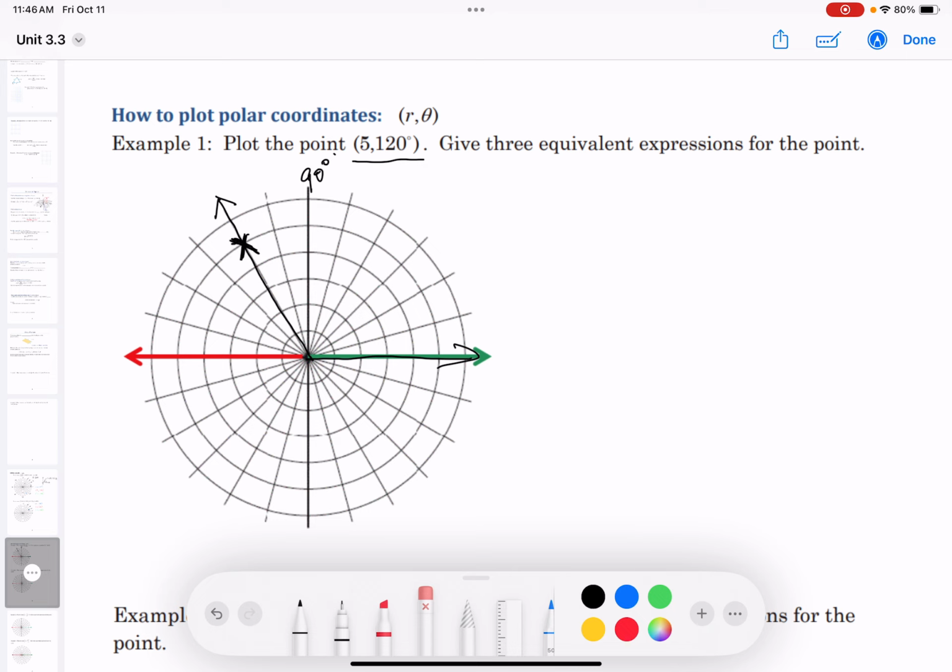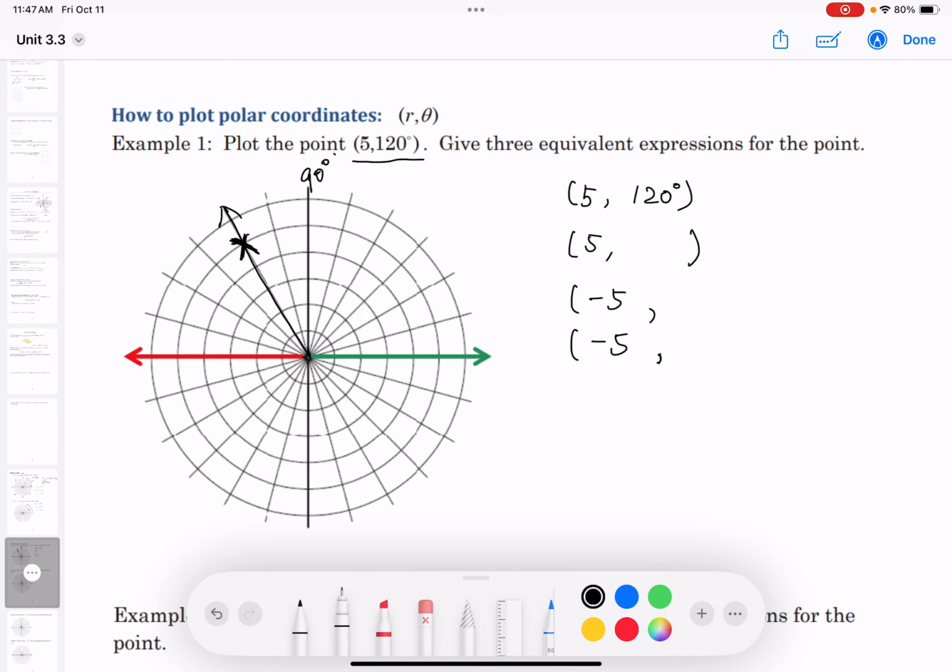I can erase the helping tools, so ignore the red and the green arrows. So this point is (5, 120 degrees). If I want to find another 3 points, so totally 4 points, 2 of them have a positive R, which is 5, and 2 of them have the R which is negative 5. Okay, let's see. Based on this angle, positive 120.